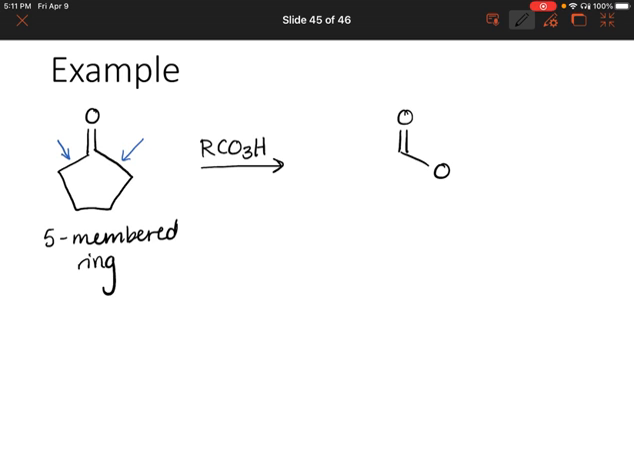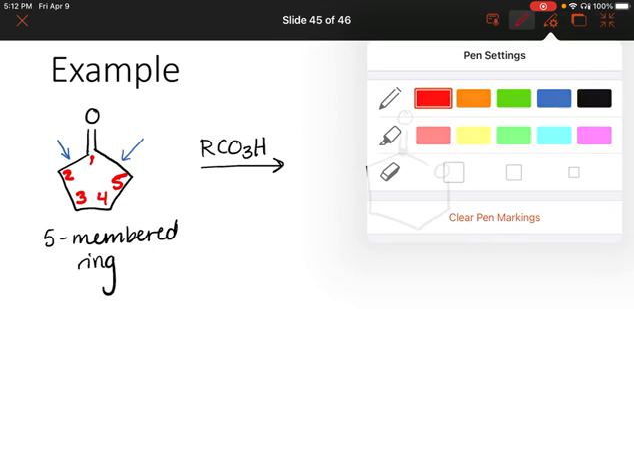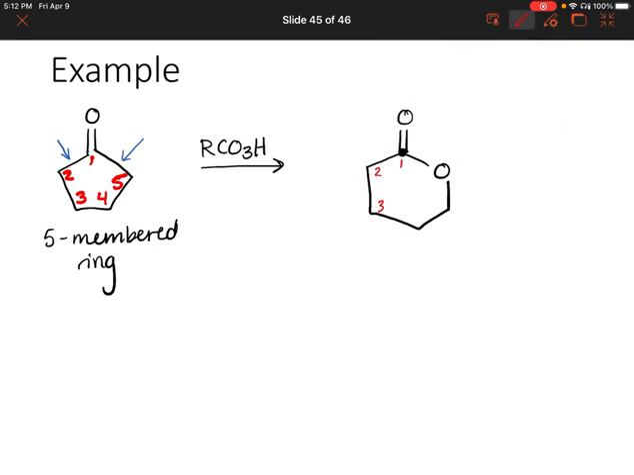Well, we still want to make sure that we have all of our carbons at the end. So let's see, we have carbon 1, 2, 3, 4, 5. And now that 5th carbon is bonded to the oxygen that added into the ring. It's kind of a wonky ring I just drew, but that's okay. So now we have a 6-membered ring with the addition of that oxygen, and this molecule is called a lactone.